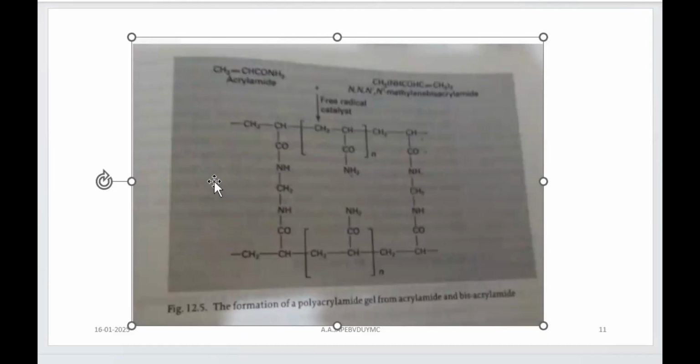When I talk about acrylamide, I have CH2, CH, CO, NH2. And when I say bisacrylamide, two molecules are linked together through a methylene group. So this is one molecule of acrylamide, this is another molecule of acrylamide, and this is the methylene link, right? Are you able to see this? CH2, CH, CONH, this is one. CH2, CH, CONH, is the second one, and it is linked through CH2, the methylene. So this is bisacrylamide. All right.